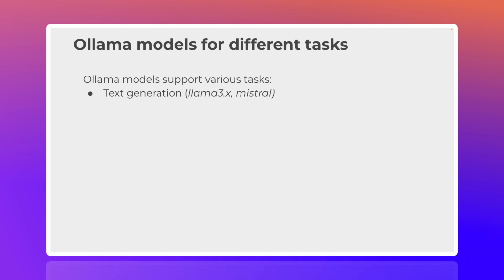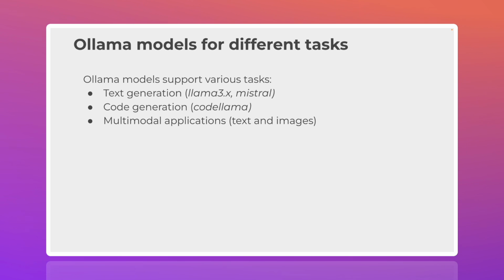Text generation, such as Llama 3.x, could be 3.2, 3.1, or 3.3, depends, Mistral, and so many others. We have also code generation. One of the examples was Code Llama. And multimodal application, in this case, text and images, and we saw, in this case, the Llava model. Now, this is just to show you the breadth of models that Ollama provides. Again, your job is really to figure out what models are going to give you the best results for your use case.